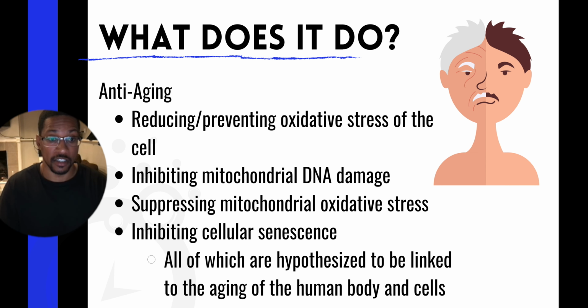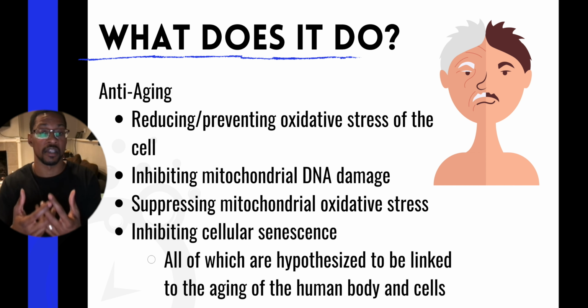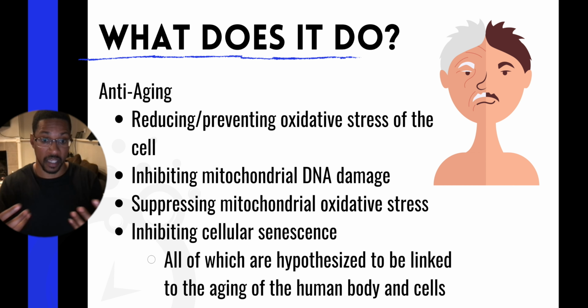Next would be anti-aging effects. And so hydrogen's been shown to do this in many different ways as well. We'll just cover a few of these. It can do this by reducing or preventing oxidative stress. It can inhibit mitochondrial DNA damage, suppress mitochondrial oxidative stress, inhibit cellular senescence. If you don't know what cellular senescence is, it's basically the cell losing its ability to continue to replicate. That's just the easy way. It's more than that, but that's an easy way of discussing it.